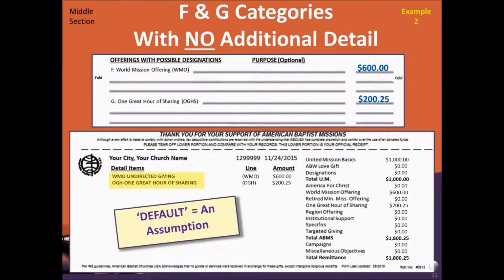And it would look like this. We would have, for the detailed items, WMO undirected giving and OGH One Great Hour of Sharing. Now, you didn't specify these on the form. These get plugged into the receipt as a default, and a default is nothing more than an assumption. This is like the global pool of WMO and OGH giving. Again, you see them on the right side with the figures.